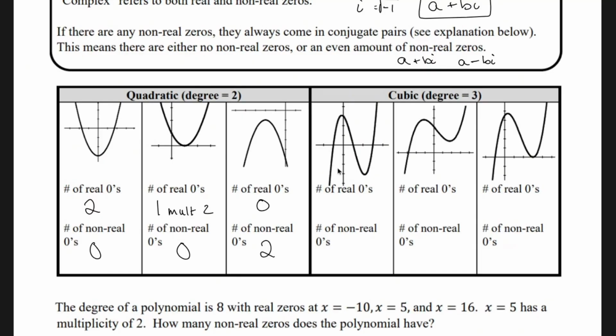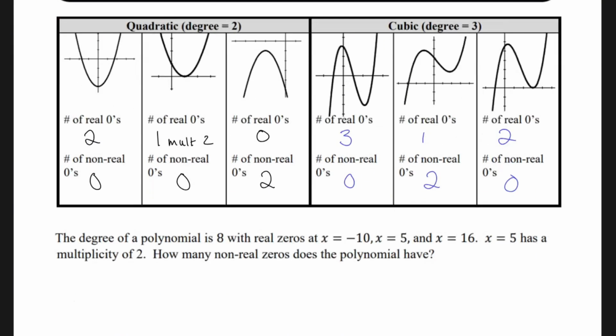Now let's take a look at a cubic. It could go through it 1, 2, 3 times, which means no non-reals. It could go through it once and have 2 non-reals, or it could go through it twice and have no non-reals, but this twice is going to have a multiplicity of 2. So you're going to have one that has a multiplicity of 1 and one that has a multiplicity of 2. But again, what we're noticing is in nowhere did we have an odd number of non-real zeros.